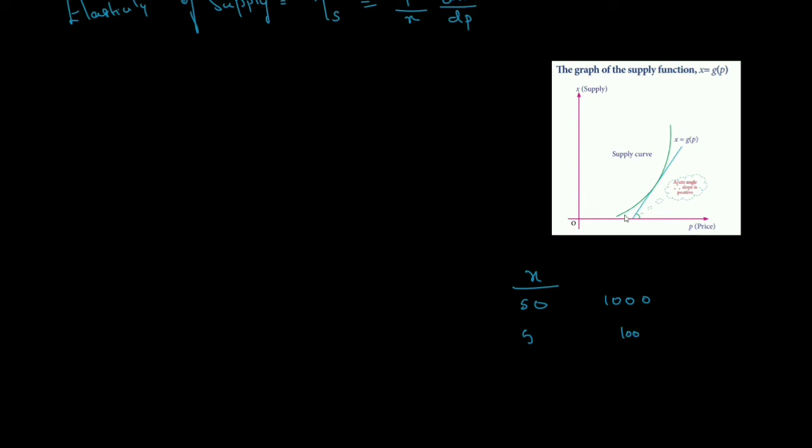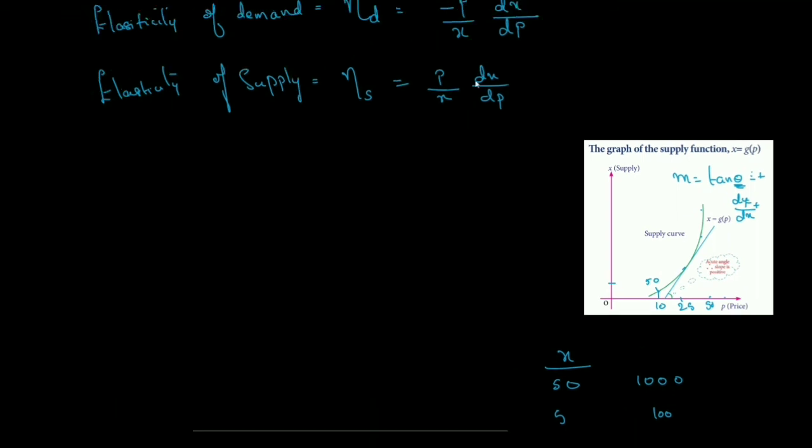So the supply graph will be like this. Suppose the price is 10, the supply will be only 50. If the price is 25, the supply will be more. If the price is 50, it is still more. If the price is 100, the supply will be more. So you can see the graph is increasing. When you draw the tangent at any point, the angle will always be acute, so the slope will always be positive. If theta is acute, tan theta is positive, which means dy by dx is always positive. So here this will always be positive because it is supply.